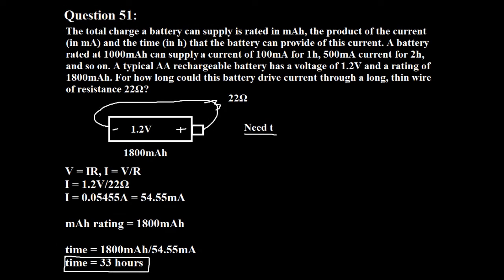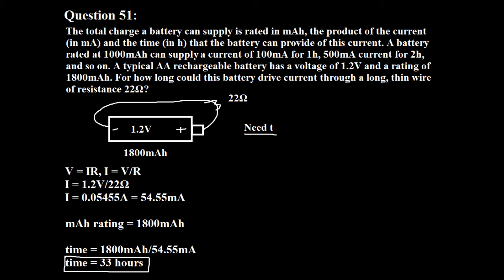The next question we'll be analyzing is question 51. The total charge a battery can supply is rated in mAh, the product of the current in milliamperes and the time in hours that the battery can provide this current. A battery rated at 1000 mAh can supply a current of 100 mA for 1 hour, 500 mA for 2 hours, and so on. A typical double-A rechargeable battery has a voltage of 1.2 volts and a rating of 1800 mAh. For how long could this battery drive a current through a long, thin wire with a resistance of 22 ohms?